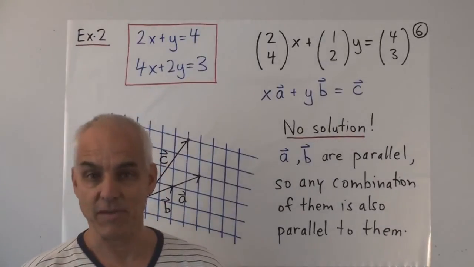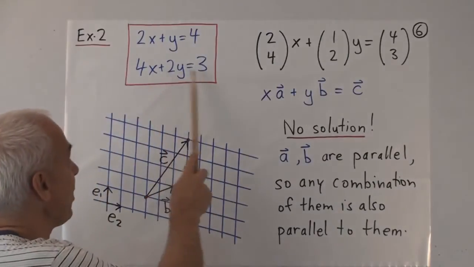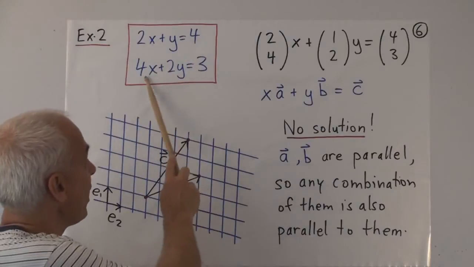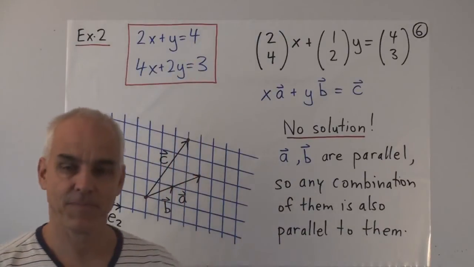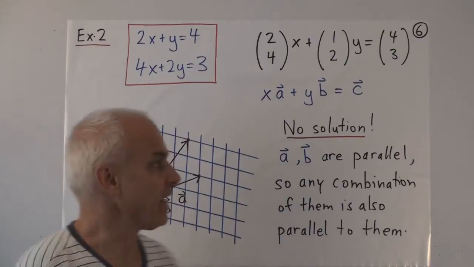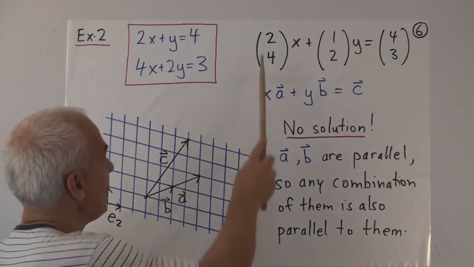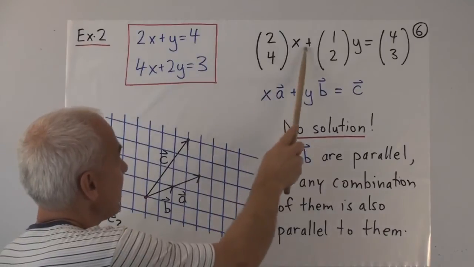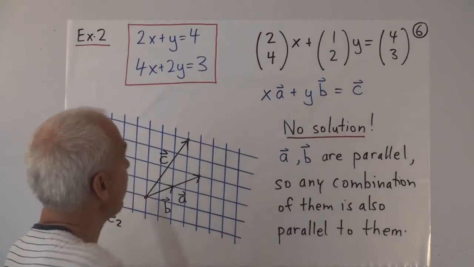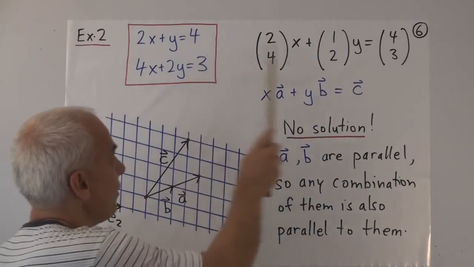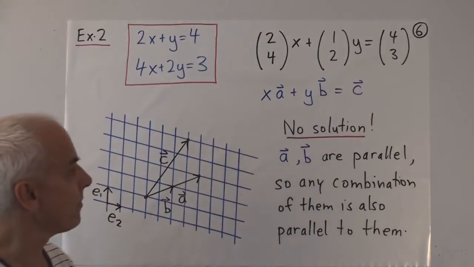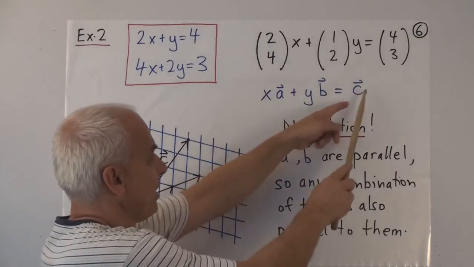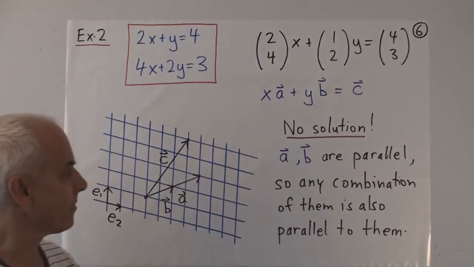To further illustrate that point, here's that second example that we've already worked through. The system 2x plus y equals 4 and 4x plus 2y equals 3. If we rewrite that as a single vector equation, it would be x times the vector (2, 4) plus y times the vector (1, 2) equals the vector (4, 3).